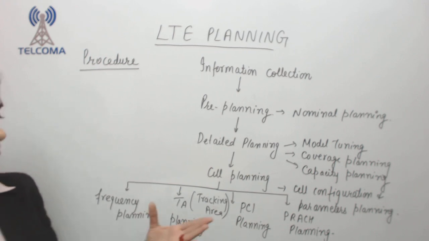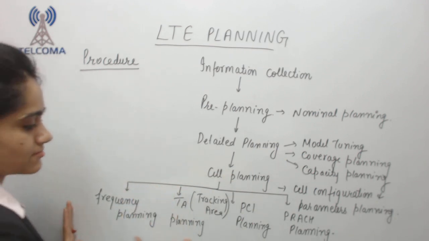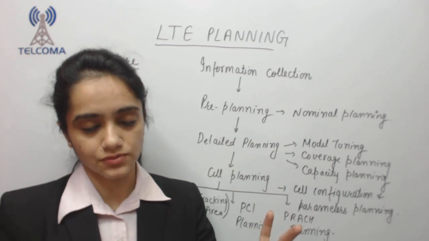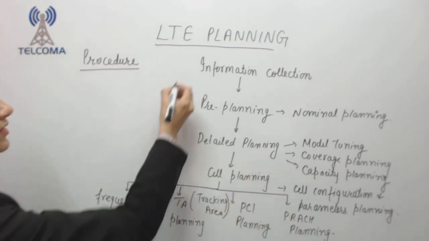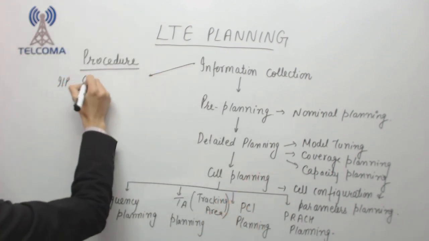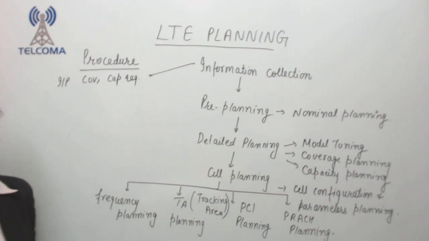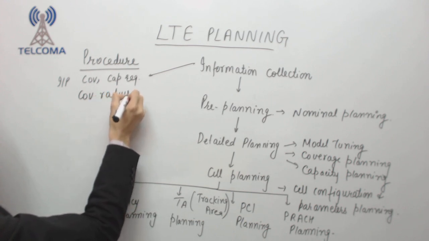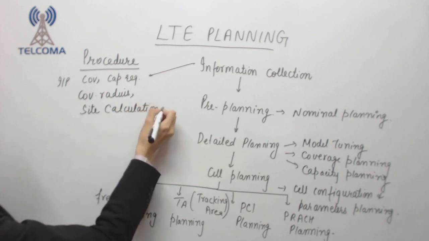So this is the complete procedure of planning: information collection, pre-planning, detailed planning, and cell planning. In cell planning, there are frequency planning, tracking area, PCI and PRACH planning. Now what is there in the information collection? In information collection, we have inputs like the coverage requirement, capacity and the service requirement. Accordingly, we need to give the coverage radius and total site calculations, which are part of information collection.